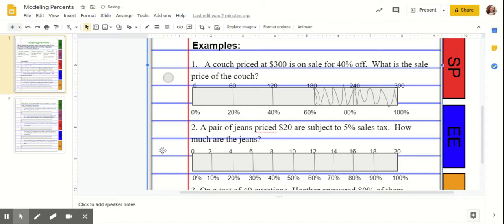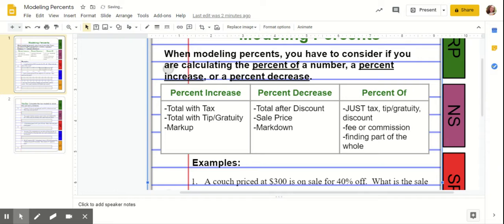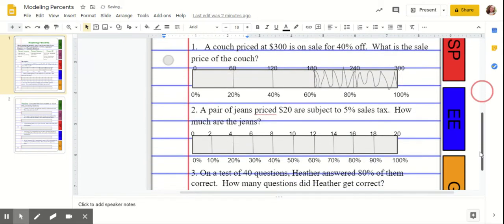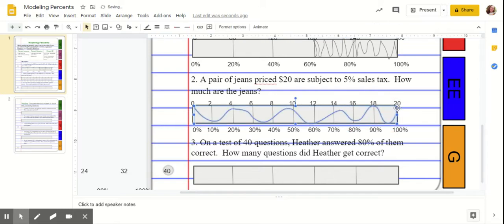Now, is this going to be a percent increase, a decrease, or a percent of? Well, because they say how much are the jeans, they're not just asking me for the sales tax. They don't just want to know how much the sales tax is. They want to know the total cost of the jeans with tax. So that's a percent increase. So right away, I know I'm paying the full price for the jeans, so all of this is going to be included in my final price.